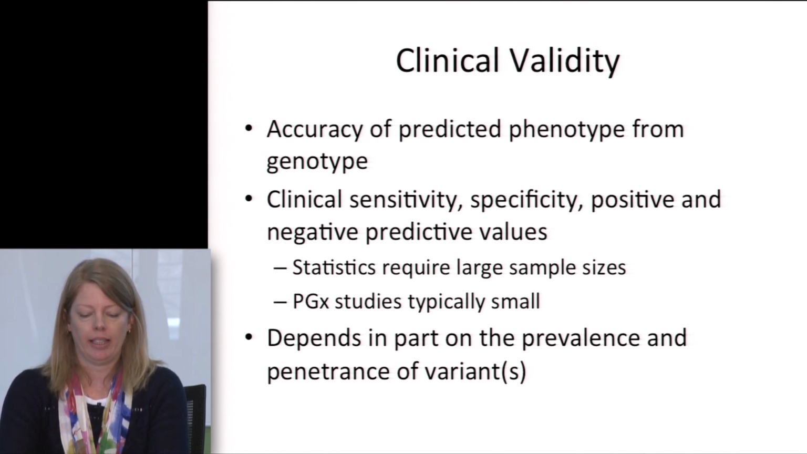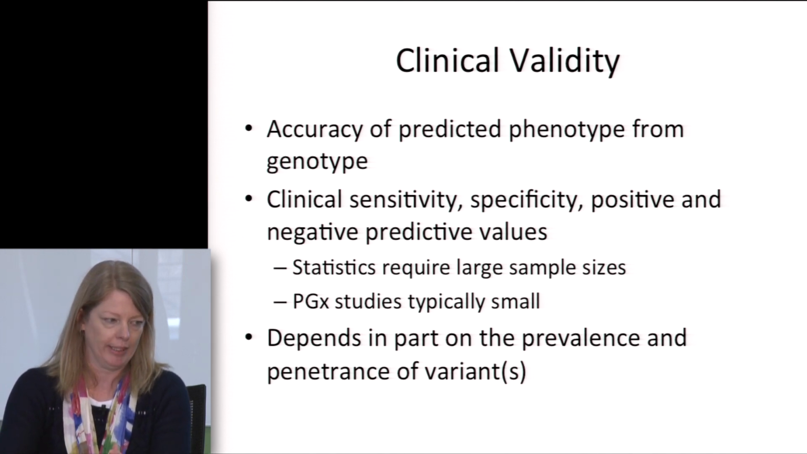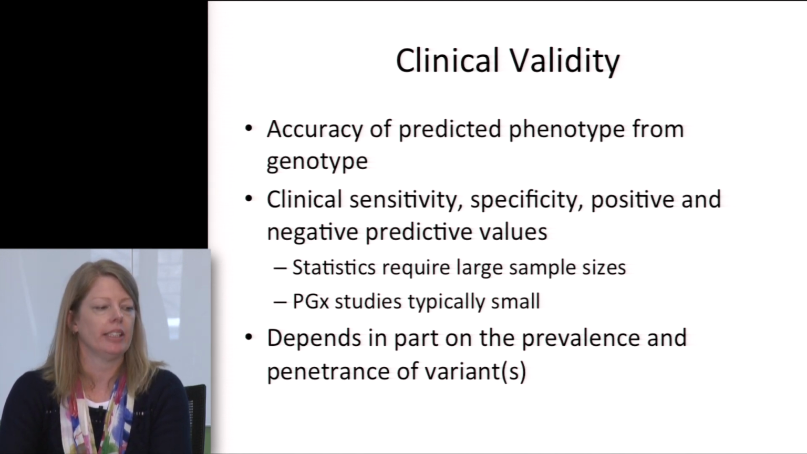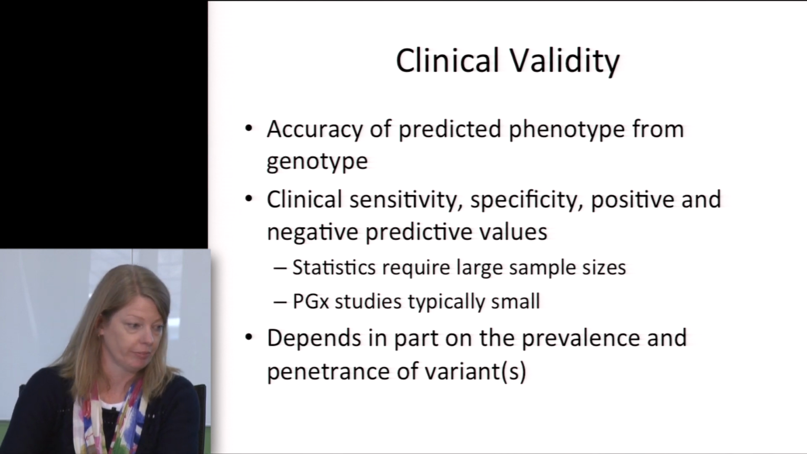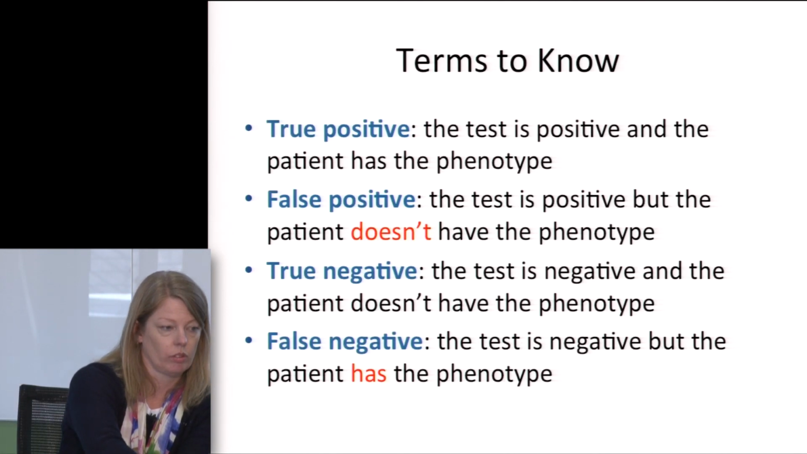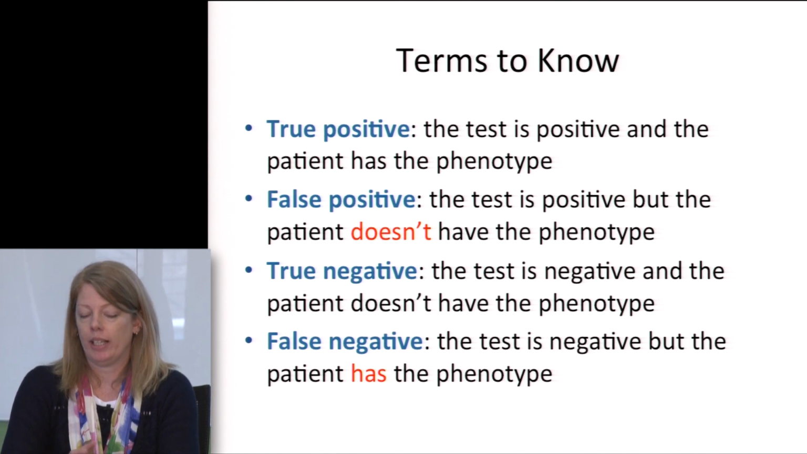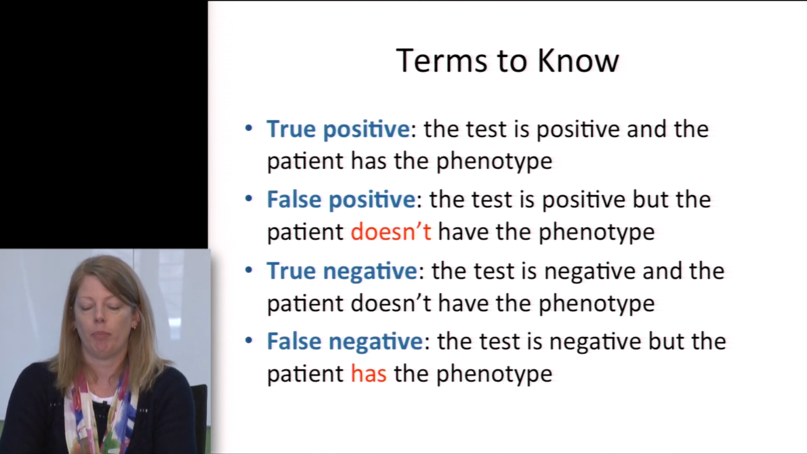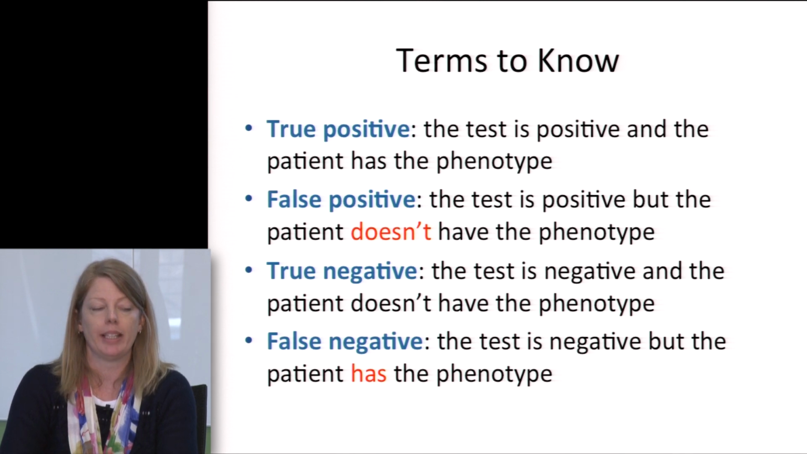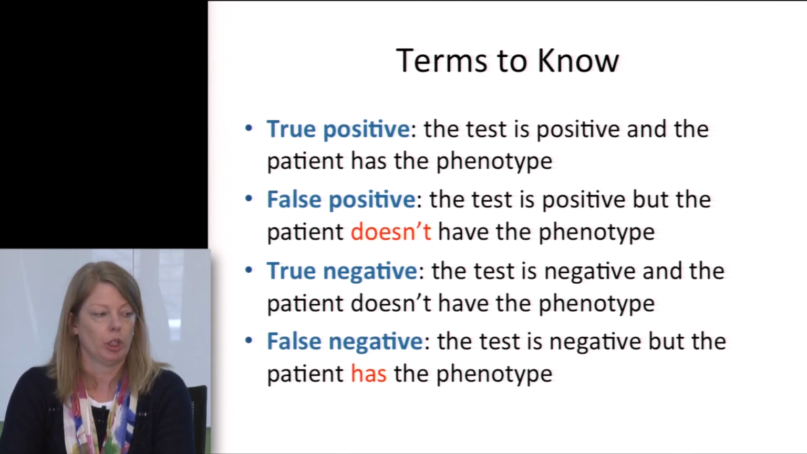So again, these tests are statistically based. It's like a GWAS that's been discussed in other segments where you need really large numbers in order to get statistical power. But we have a little bit of a problem with statistical power in pharmacogenomics. Okay, so clinical validity also depends on the prevalence and the penetrance of the variants that are being studied. So I'm going to describe what specificity and sensitivity are, positive predictive value, negative predictive value. But before we get into that, we have to define a few terms here.